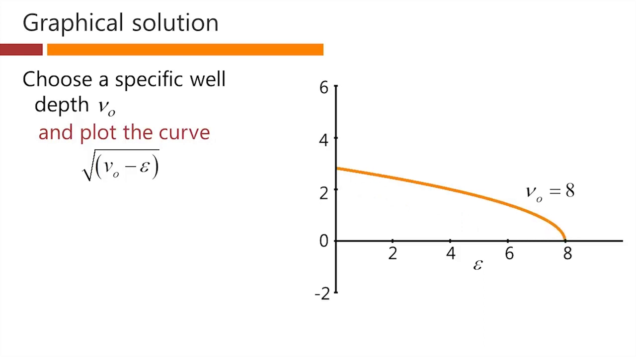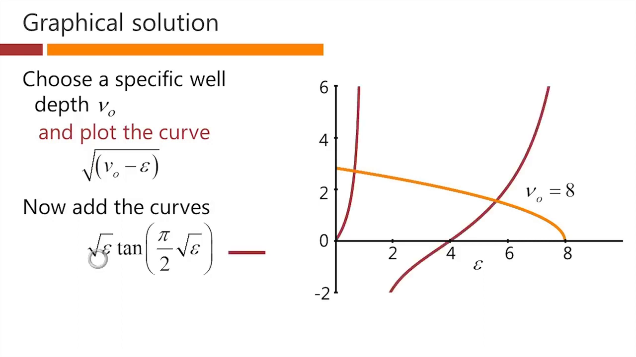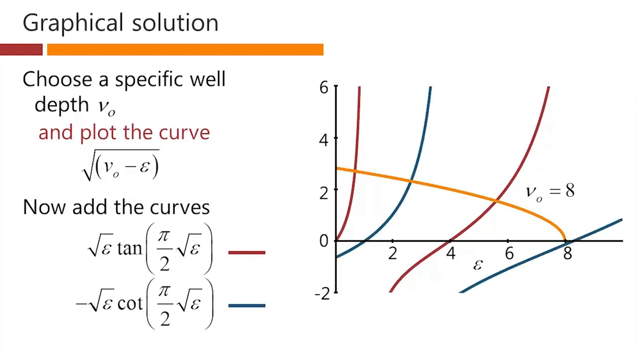So we start our solution by choosing the well depth for our problem, and we graph up this curve here as a result. Then we add the curves corresponding to the left-hand sides of the equation. So one of those curves is square root of epsilon times this tangent. So that gives us this function here. Actually, that heads up to infinity, and then it comes back from minus infinity and goes on like that. And the other one is the cotangent curve, again with the square root of epsilon in front of it, minus square root of epsilon times the cotangent. And that gives us these blue curves here. And again, this one headed up to infinity and came back from minus infinity.